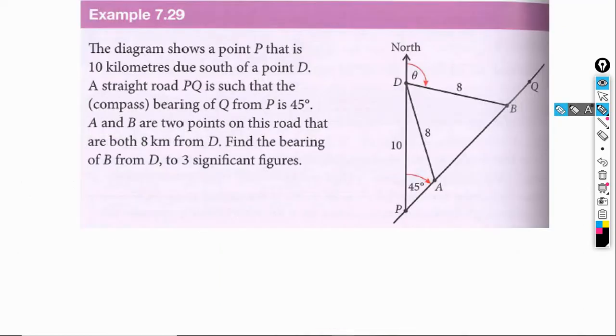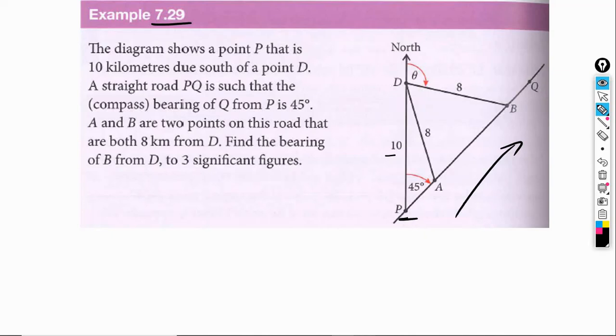Very well, so here we are on example 7.29. It says the diagram shows a point P that is 10 kilometers due south of point D. So 10 kilometers from here. A straight road, PQ, so this is the road, PQ, is such that the compass bearing of Q from P is 45 degrees.